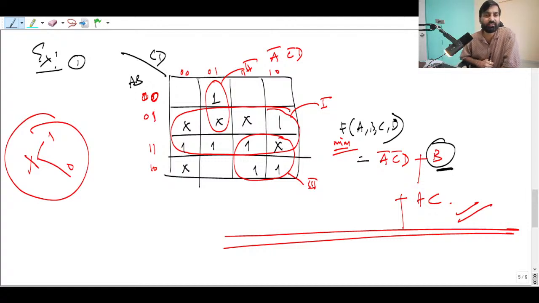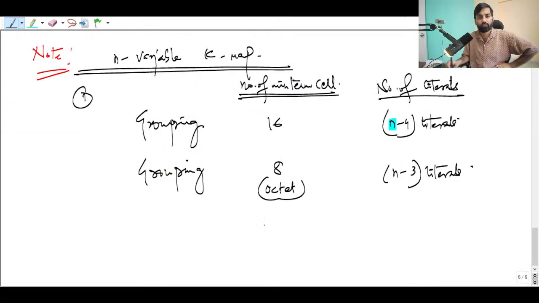So it means this is the 4 variable K map, and we got this literal when we were combining 8 ones. So 8 ones means octet, octet means n minus 3, that is one literal. So with the help of this concept also you can eliminate the options. Okay, you should know this, right? So if you are going to group 4, that is quad, 4 ones, that will give you n minus 2 literals.